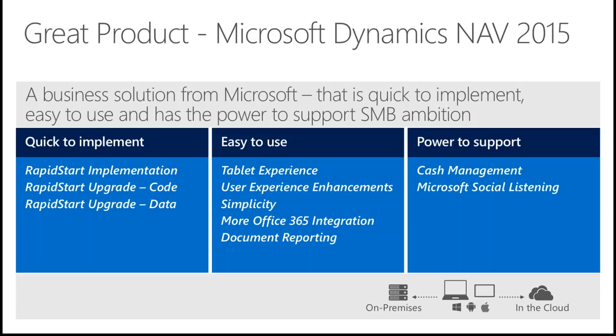Then you can bring in your own master records, such as your customers, your vendors, your items, that kind of information you can bring in through Excel, and it validates information. And then once it passes the validation, you can then implement those records into your NAV implementation. So we'll talk about that under quick to implement.